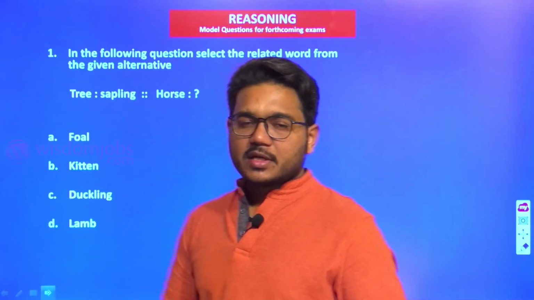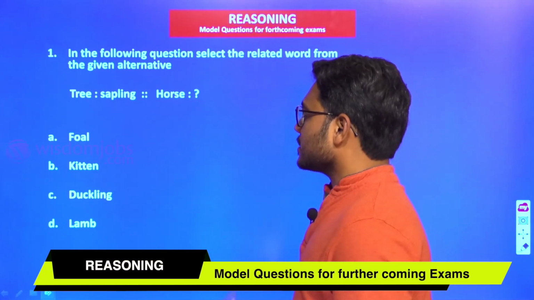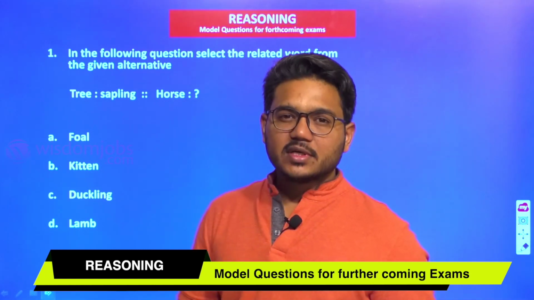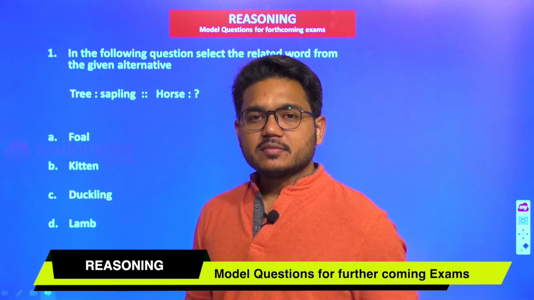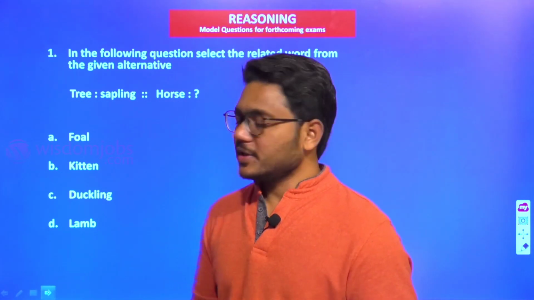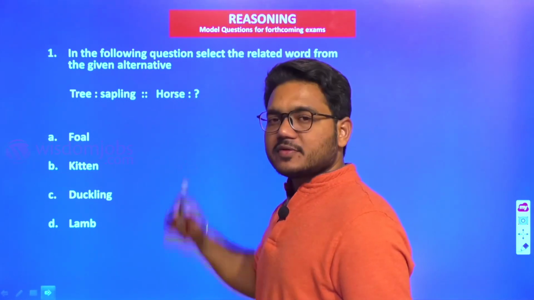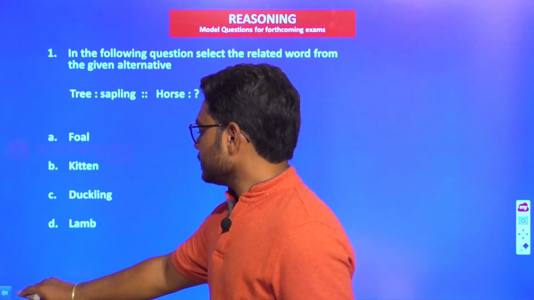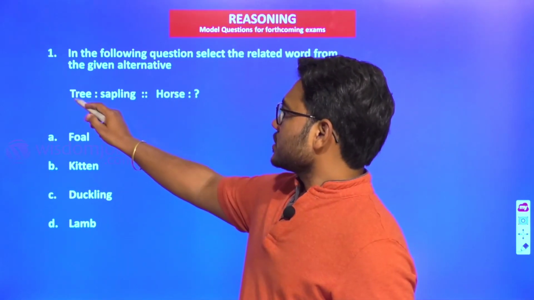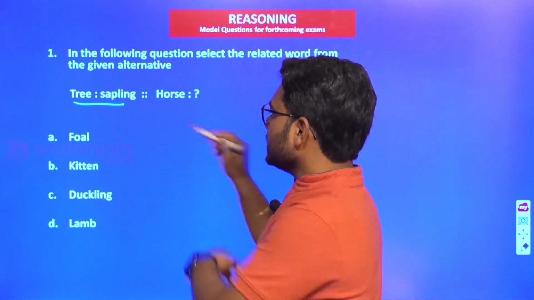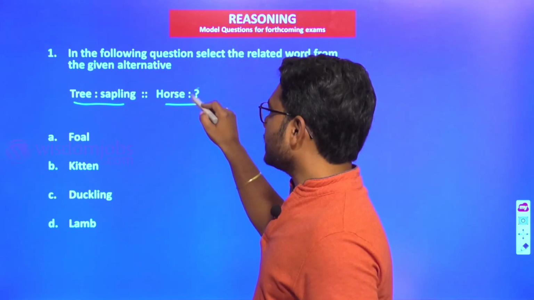For our first question, immediately after seeing this you can understand this is related to the analogy topic of reasoning. What is basically analogy? There is a certain relation given between a pair of words, and you have to identify that relation. Based on that relation, you need to identify the answer for the second set. This first set is given, and whatever relation is carried by this should be carried by the next set. Based on that we need to identify the answer.